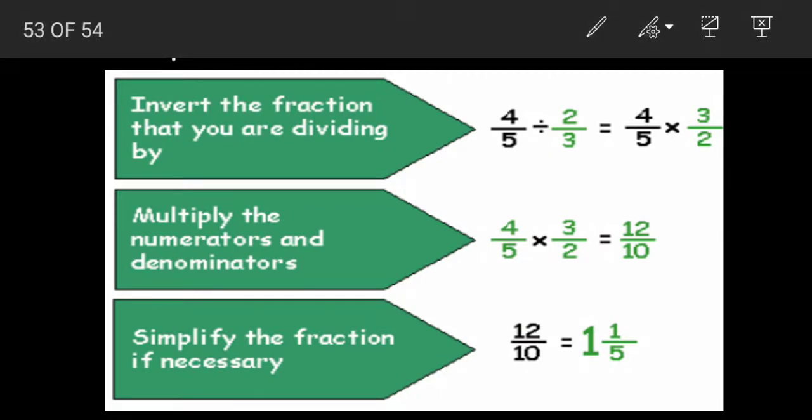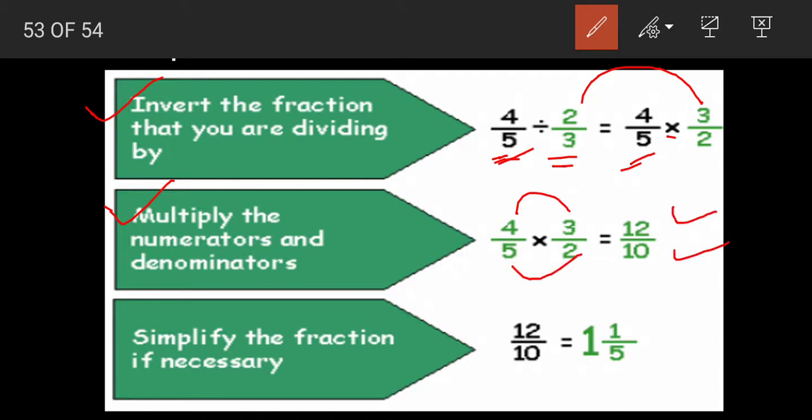Here the example is 4 by 5 divided by 2 by 3. So first what to do? Invert the fraction that you are dividing by. So keep the first fraction as it is, so 4 by 5 remains the same, change the division sign to a multiplication sign and find the reciprocal of the second fraction. 2 by 3 becomes 3 by 2. Next step, we have to multiply the numerators and multiply the denominators. So 3 fours are 12, 5 twos are 10.